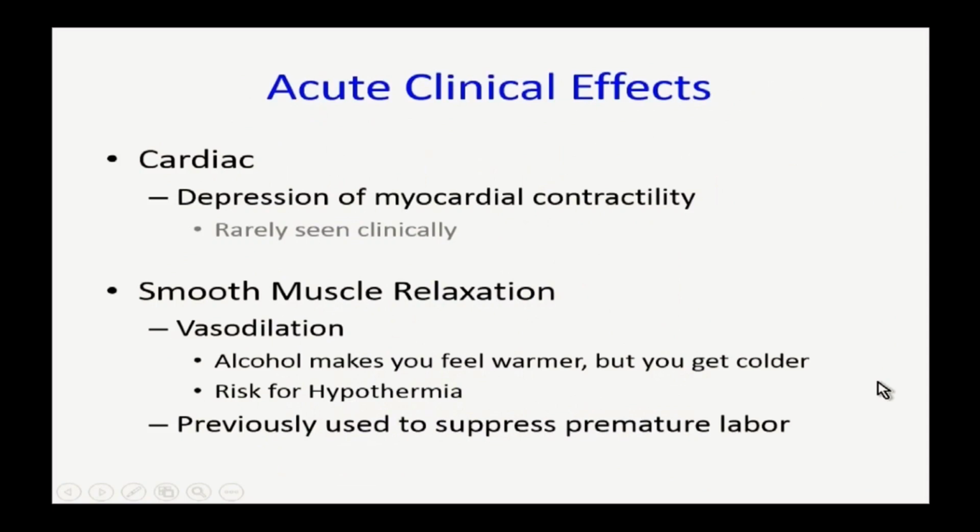Other acute clinical effects of ethanol: it can cause depression of myocardial contractility, but typically at levels very much higher than you're going to see clinically. It can cause smooth muscle relaxation. You get a vasodilatory effect. So actually, alcohol will make you feel warmer, but you're actually getting colder because this cutaneous vasodilation allows you to radiate more heat. Now, back in the days of old, they actually used ethanol to help suppress premature labor, because if you could cause uterine smooth muscle relaxation, you could prevent that woman from going into labor. We have better medicines now, including the beta agonists, to do this.